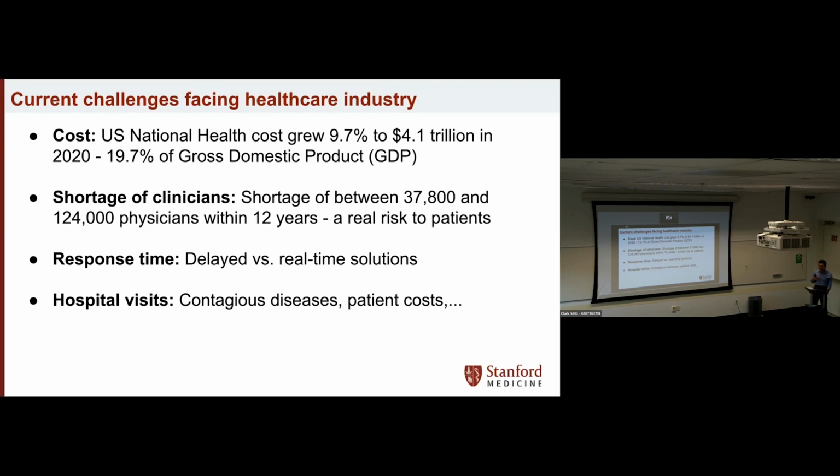And the third one is response time. Most of the procedures in the healthcare industry are time-consuming processes, like scheduling appointments, diagnosis, treatment, paperwork, everything. So you have delays in your response time, which would not be real time. The real time solution would be the ideal solution. And then we have hospital visits. As you increase the number of hospital visits, it would increase the risk of contagious disease like COVID, or even patients' costs or hospital costs and so on. So these are just some of the examples. And mHealth actually can help address almost all of these challenges.